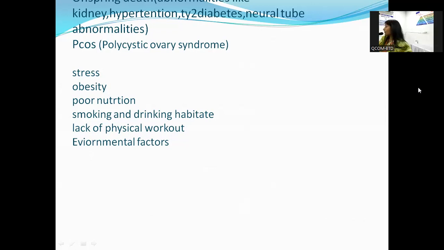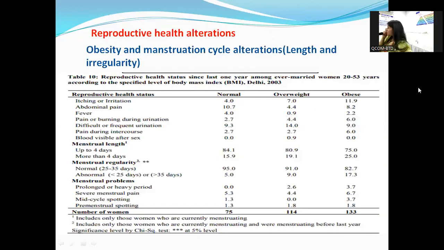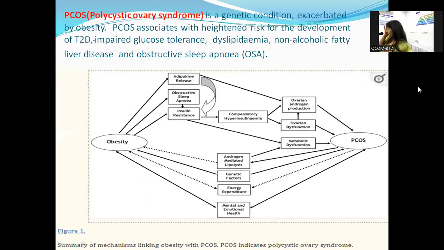The lack of physical workouts and environmental factors are responsible for reproductive health reduction. These tools show reproductive health conditions because of obesity. Menstruation length and menstruation regularity conditions are appearing as weight increases. Those who are overweight or obese have menstruation cycles of more than 4 days. Irregularity, with cycles less than 25 days or more than 25 days, is also because of overweight. These are the reasons in which obesity impedes the reproductive system in patients.